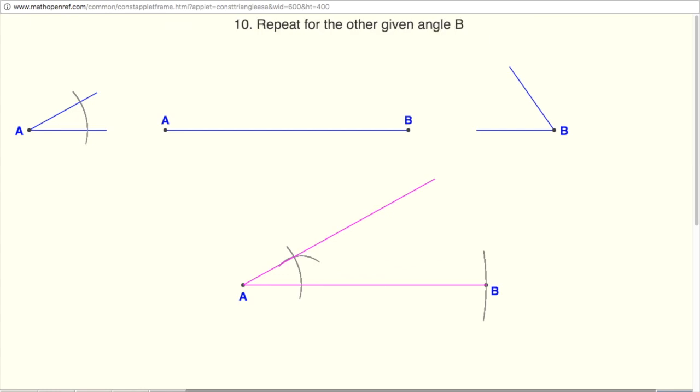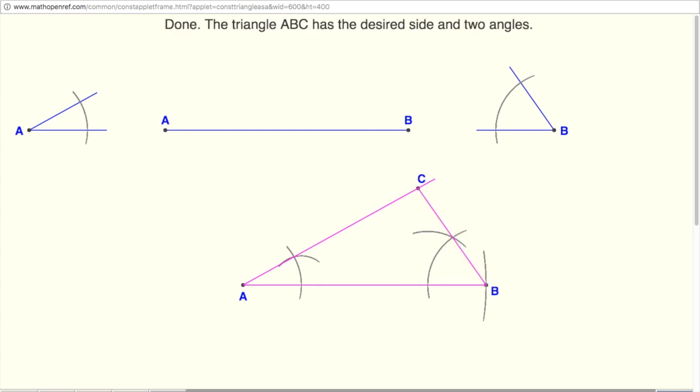Then repeat the same step for the other angle. We're going to copy angle B now. So same steps that we just did. And we have our triangle.